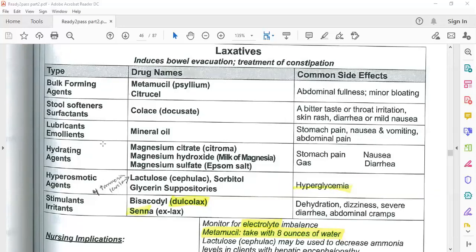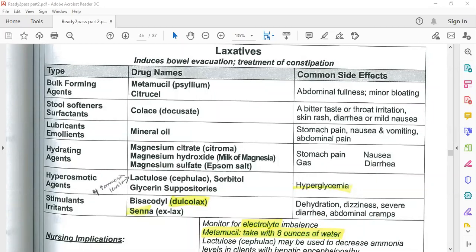Another laxative we use for the patient is the magnesium-containing kind: magnesium citrate, magnesium hydroxide, or magnesium sulfate. Most popular of all is magnesium hydroxide, known as milk of magnesia. Milk of magnesia. They are osmotic laxatives, which means they draw water into the intestine and promote peristalsis.